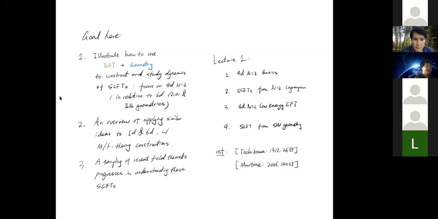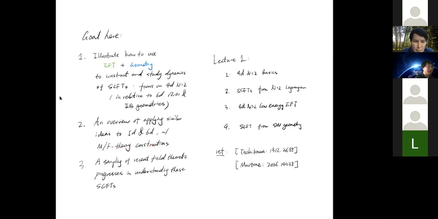After that, we'll give an overview of applying similar logic, namely from EFT and geometry, to construct and study dynamics of superconformal field theories in five and six dimensions. We'll not repeat most of the steps explicitly, but we'll point out the major differences when going beyond four dimensions. Some of the things that Fabio already mentioned, for example, the gauge theory becomes non-renormalizable beyond four dimensions. And we'll also mention their F-theory and M-theory constructions.